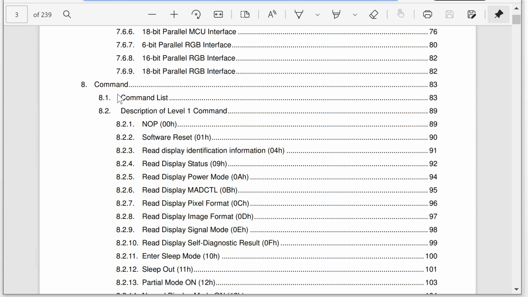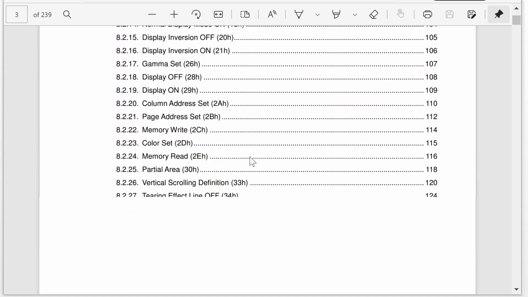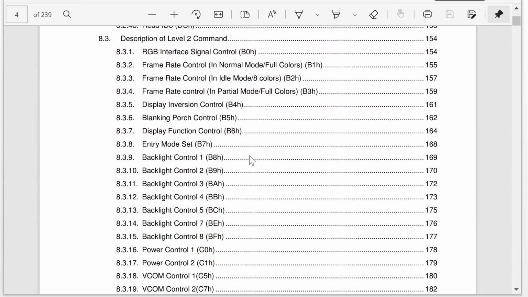When you want to know, for example, what a command means, you can check it with this description. But for our driver, if you buy an LCD module, you will get a list of commands for the initial sequence to drive the LCD. If you don't understand what a command is for, then you can check it with this. But for our driver, the more important things are here.